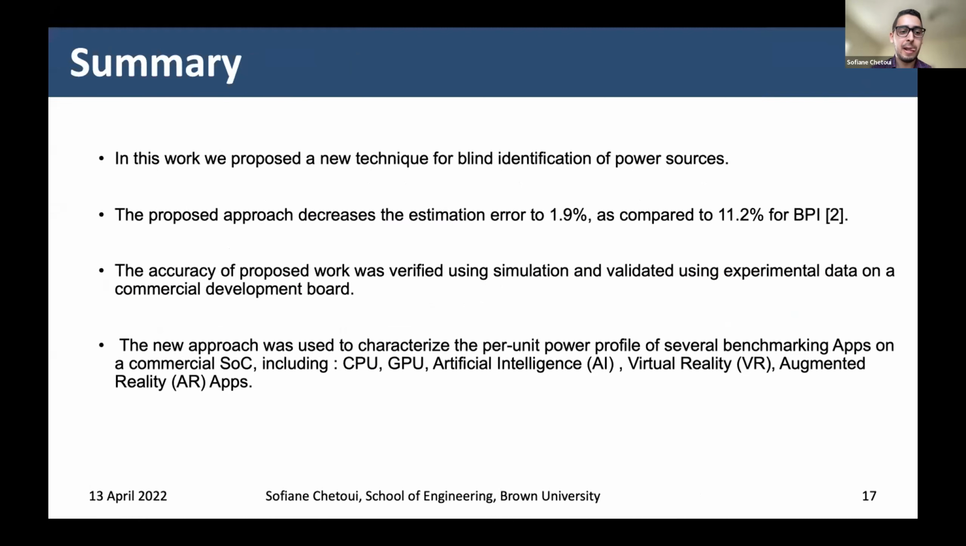Okay, so to summarize, in this work we proposed a new technique for blind identification of power sources. The proposed approach decreased the estimation error to 1.9% as compared to 11%. And the accuracy of the proposed work was verified using simulation and validated using experimental data. Thank you.